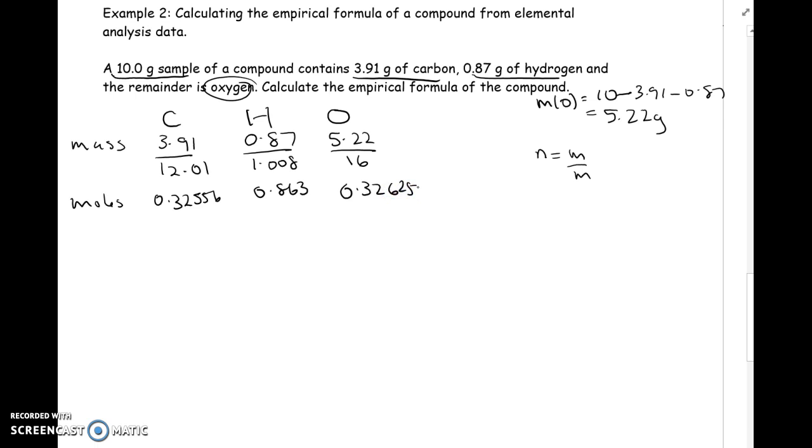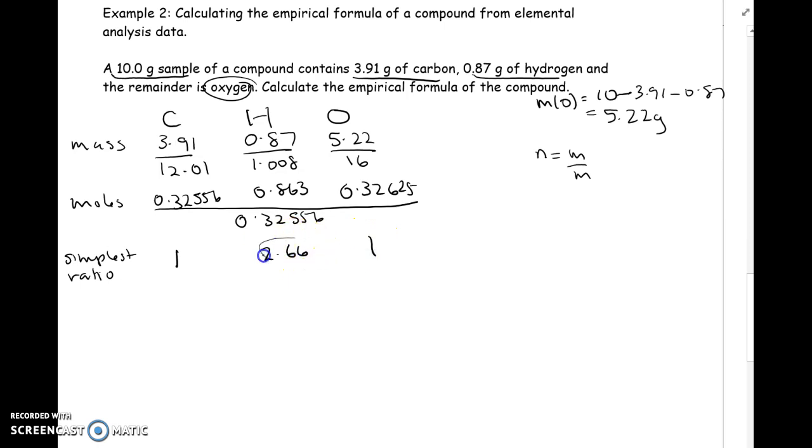Now to get the simplest ratio, we divide by the smallest, and the smallest is this one, so it's 0.32556. So our simplest ratio, calculating that out, will come out to 1 to 2.66 or thereabouts, and 1.